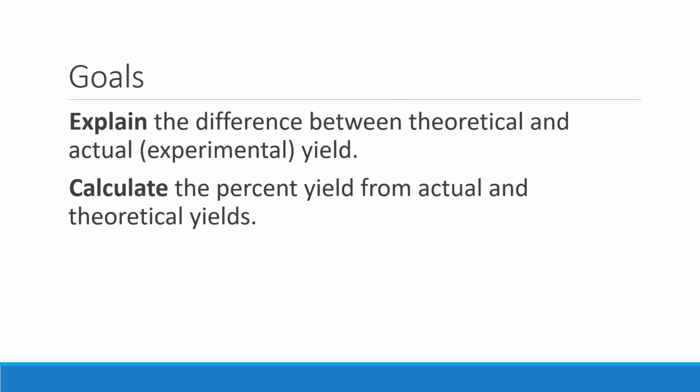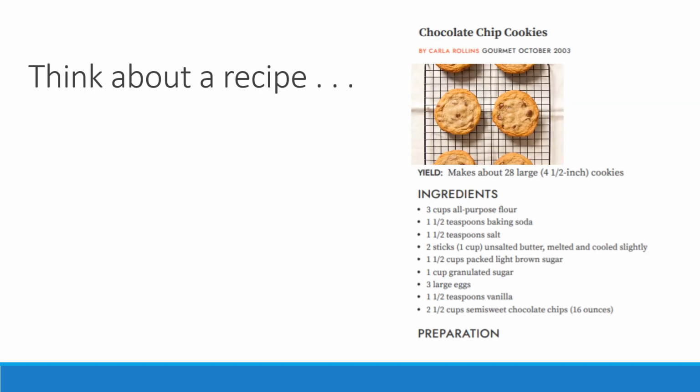So our goals for today are to explain the difference between theoretical and actual yield, and then when we have both of those, to calculate the percent yield. Right, so think about a recipe. If you have a recipe for chocolate chip cookies, and it says right here, the yield is it makes about 28 cookies, right? That's the kind of yield that we're talking about. In this recipe, yield means makes.